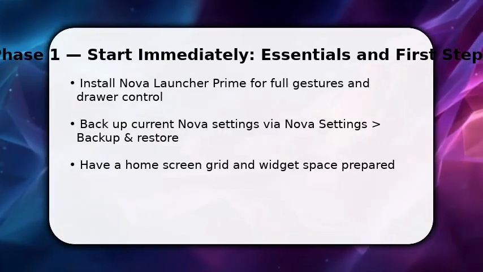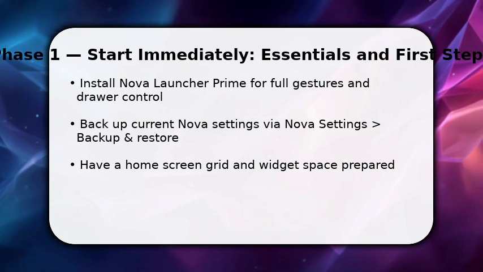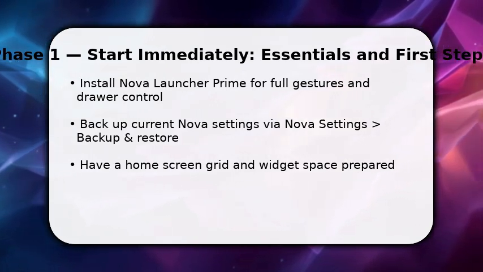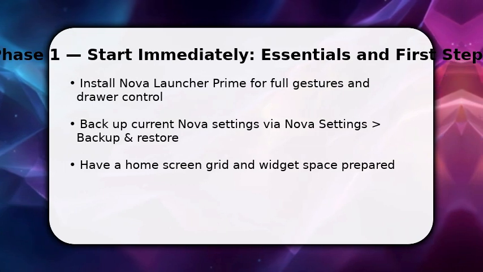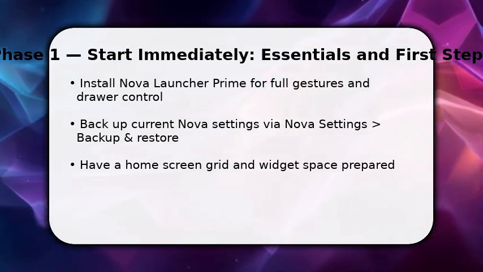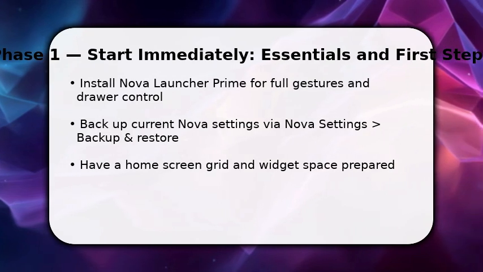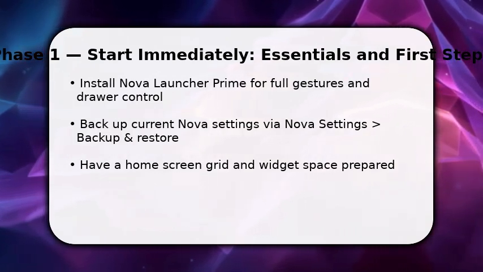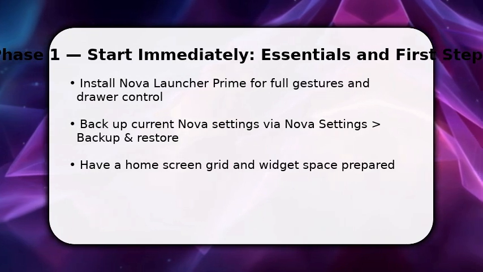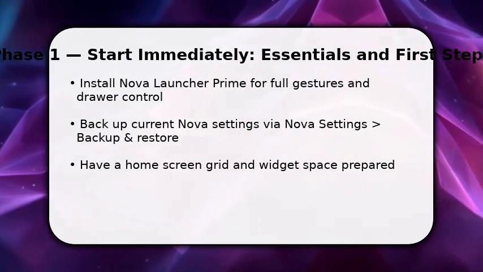You start by confirming Nova Launcher Prime is installed and active. That unlocks the drawer options you need. Open Nova Settings and tap Desktop to set grid and padding so icons won't collide once the drawer is disabled. Once done, back up your current profile under Backup and Restore. Make sure you can revert.